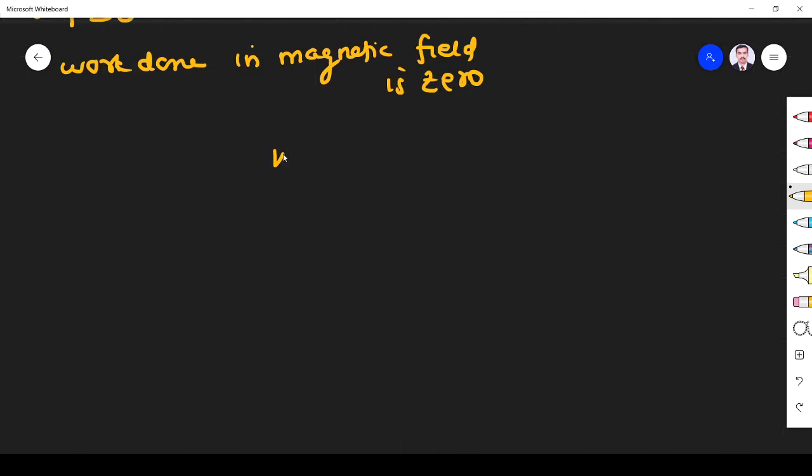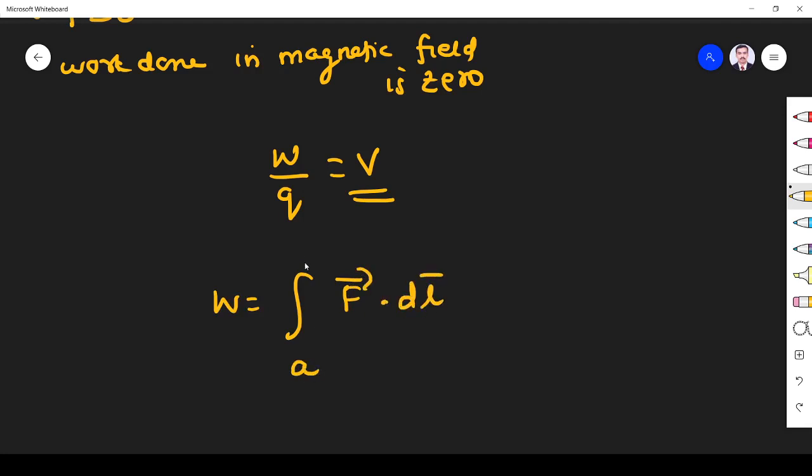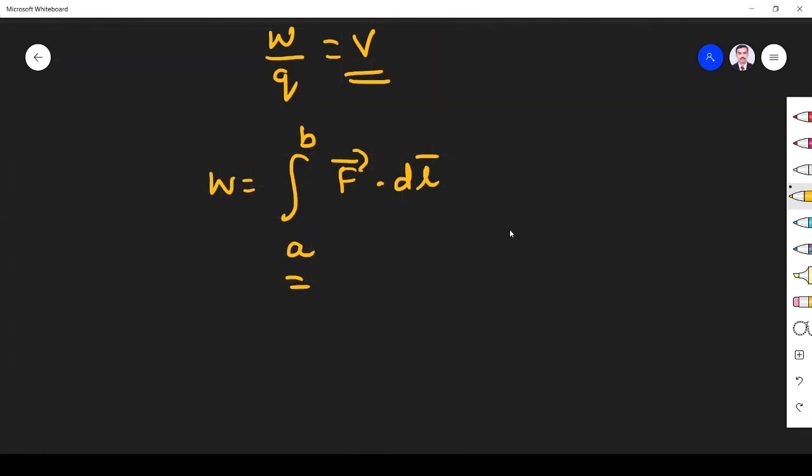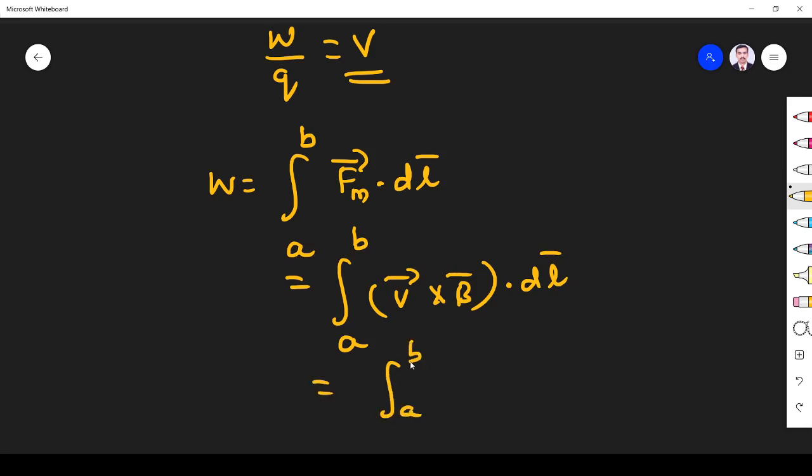Whereas we have done what is the work done per charge in electric field: W by Q is nothing but potential V. Hope you remember. Right? We will prove that we know W is equal to F dot dl. Let us assume we are moving our charge from point A to point B. So you see F is, we know, the magnetic force, A to B. Fm is given by V cross B dot dl. Right? I can write again A to B, V cross B dot product, not a multiplication. It is a dot product.